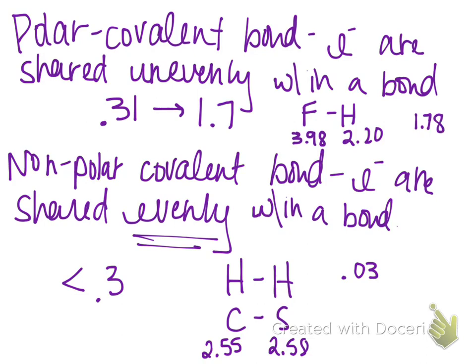Okay, so we're really, really close there to a polar covalent bond. Might even be sliding into ionic bond territory. Okay, so if it gets over 1.7, we would consider it an ionic bond. They're shared so unevenly that they are trading their electrons.